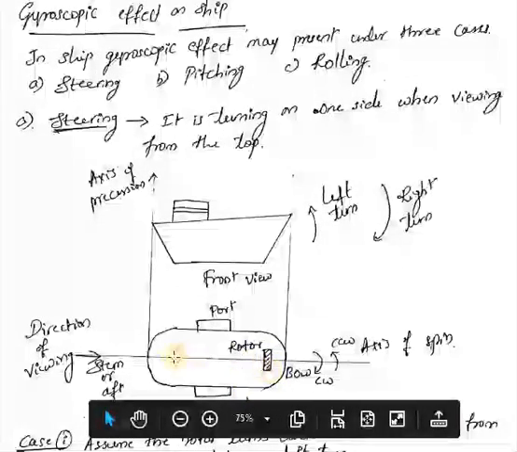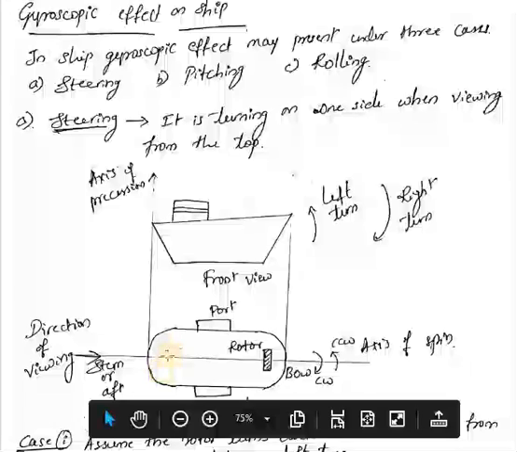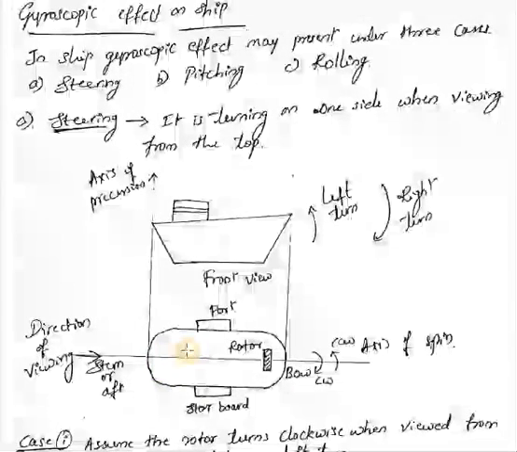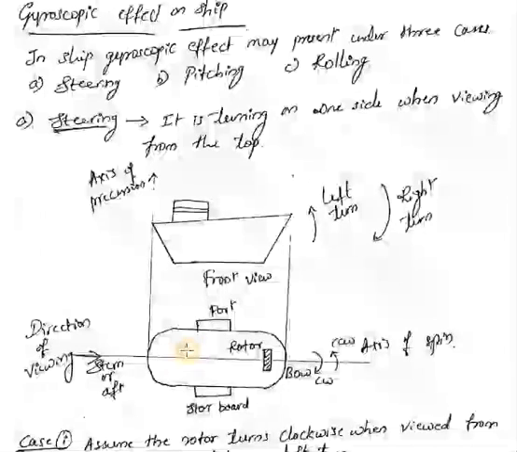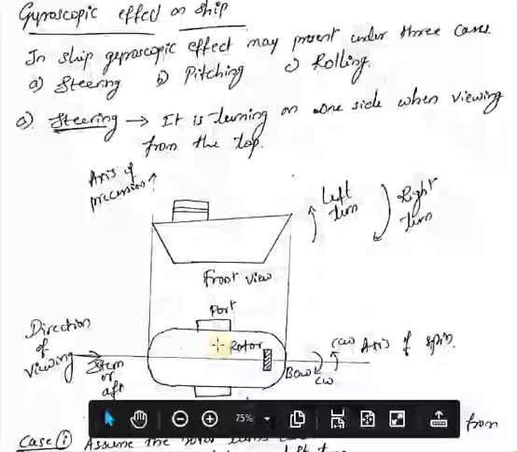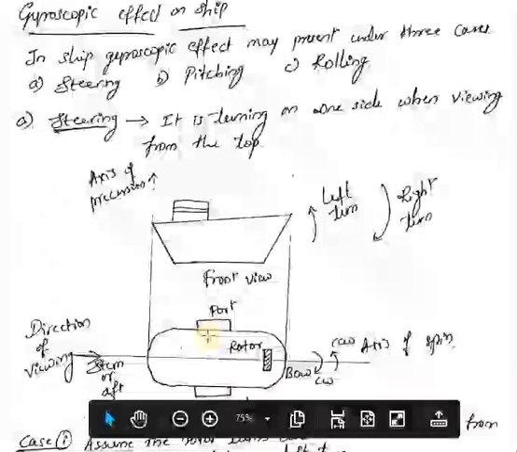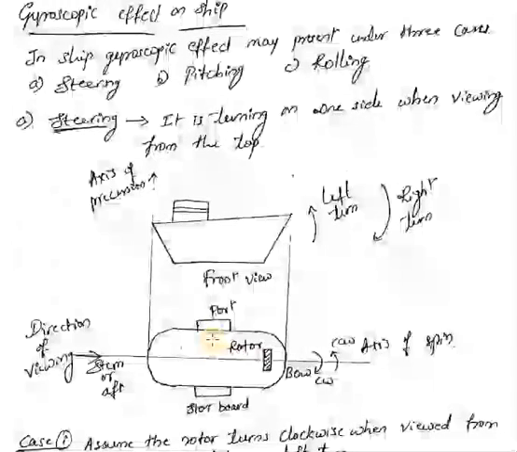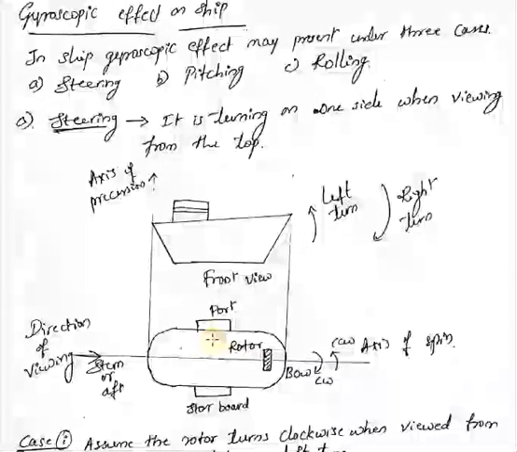And stern is the rear portion of the ship. With respect to the sailor, the right side of the ship is called starboard, and the left side of the ship is known as port. So in a ship, the gyroscopic effect may be represented under three cases: steering, pitching, and rolling.